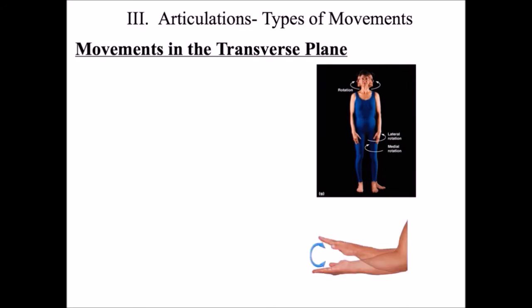In the forearm, there's a special name for medial and lateral rotation. These terms are called pronation and supination. So pronation is the motion of pouring. So if your palm is face up, when you turn your palm face down, that is pronation. In supination, your palm is face down and you turn your palm face up.